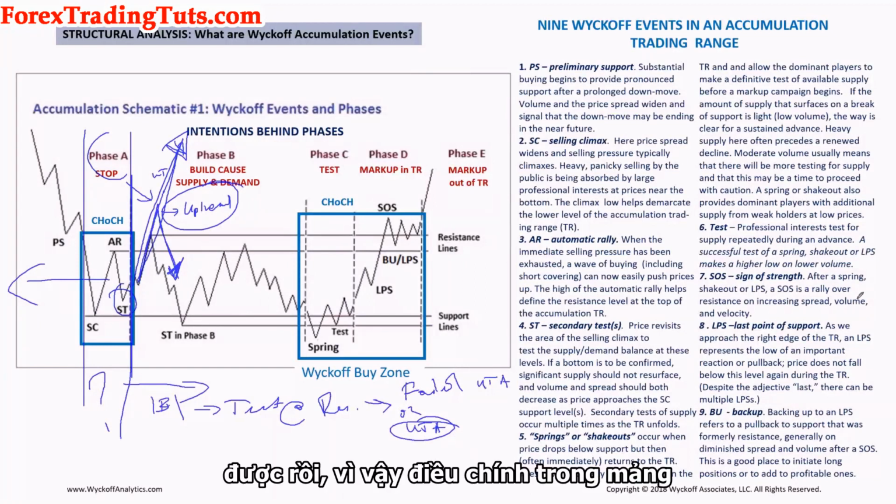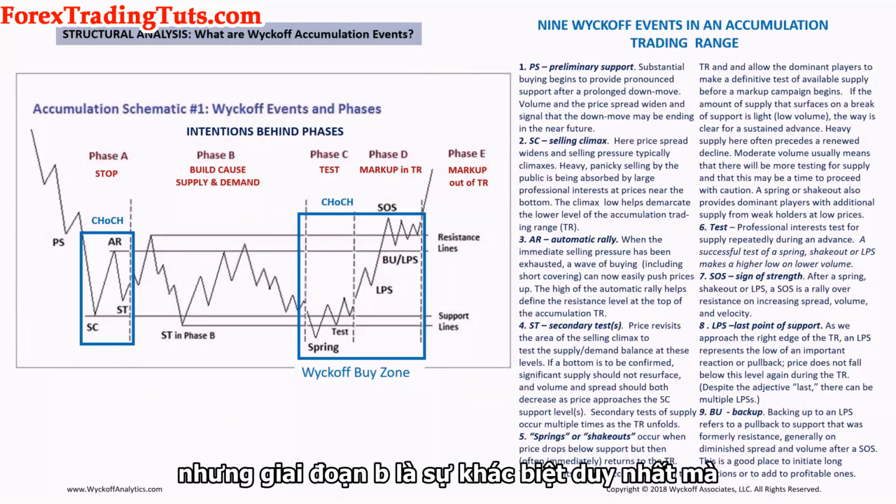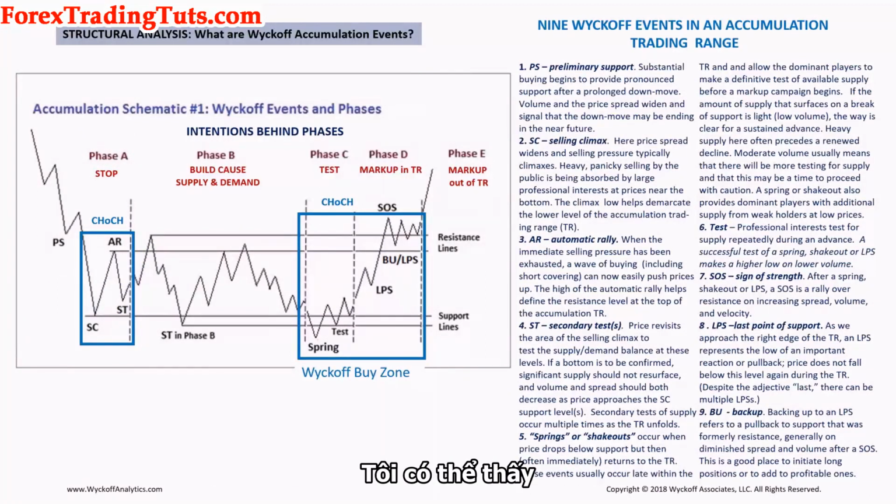Okay, so the main thing in the reaccumulation is phase A. That is similar to phase A in the distribution. But phase B is the only difference that I could see, with the sign of weakness that goes below the automatic reaction in the distribution.